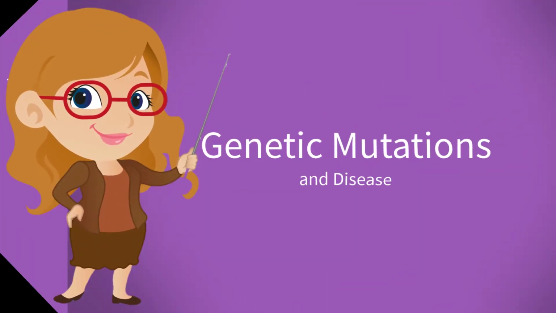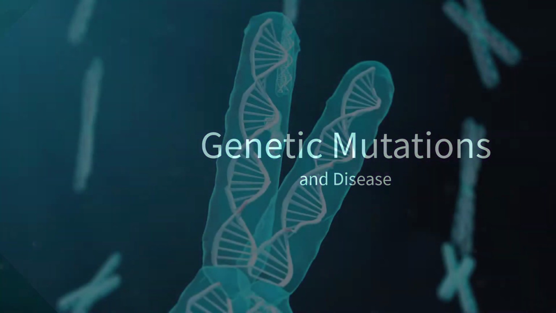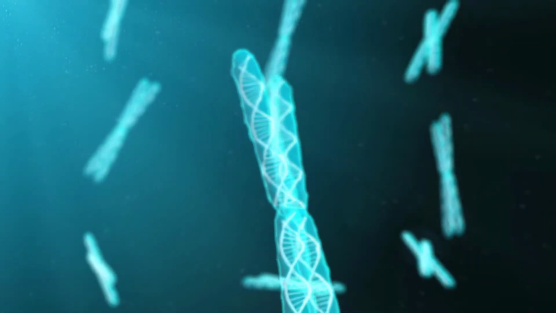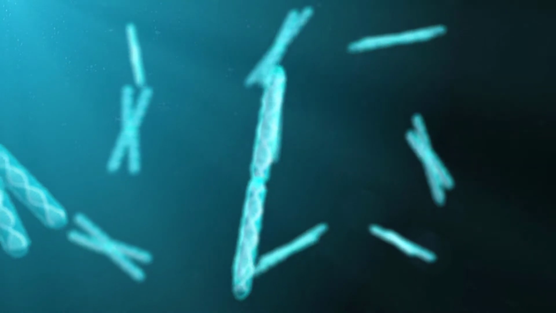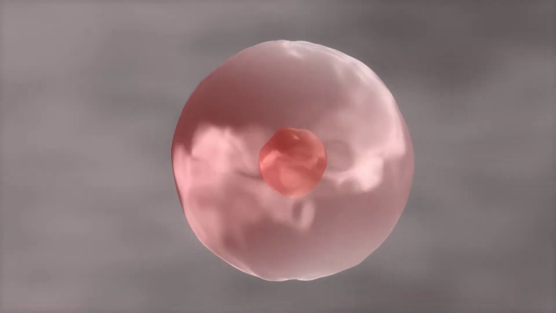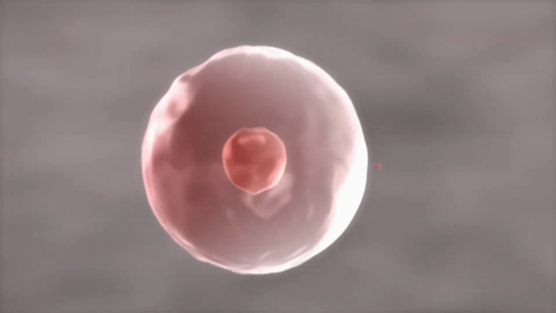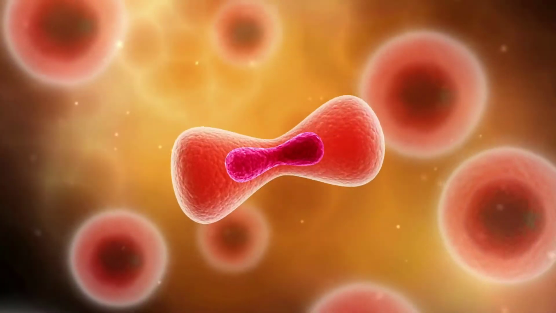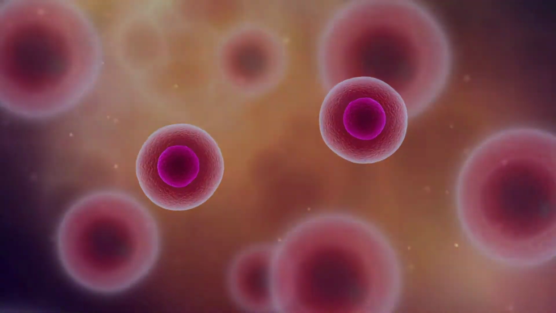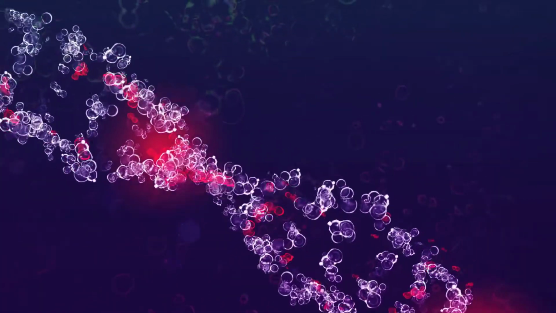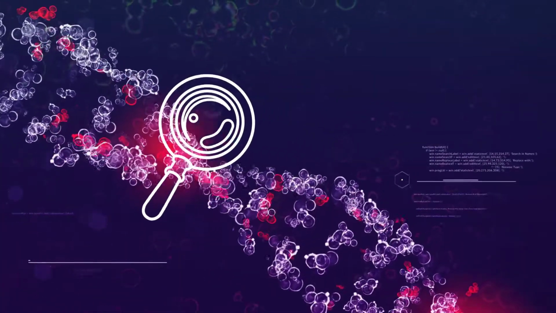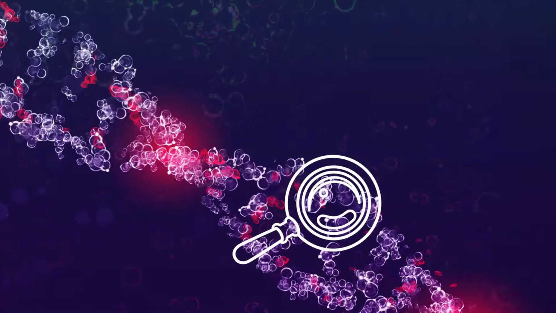Genetic mutations and disease. Genetic mutations are changes in DNA sequences that occur at any time in an individual's life and in many different cell types. When a mutation occurs in a cell's DNA, it is passed on to the daughter cells when the cell divides. Only some mutations cause disease, depending on where in the genome they occur and in which cell type.